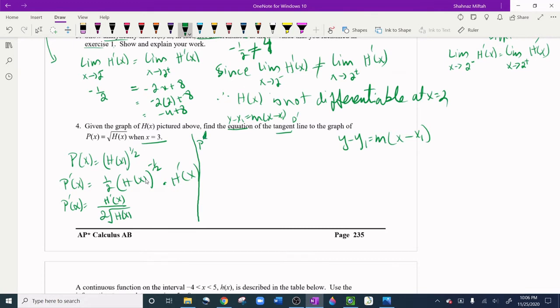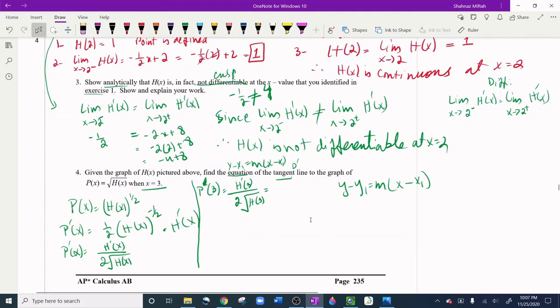Draw a line, p prime 3. It's going to give me h prime 3 over 2 times the square root of h of 3, so I have to plug 3 into the h function. Okay, what is h prime 3? We already know the h prime is this from the left and right for the 2.